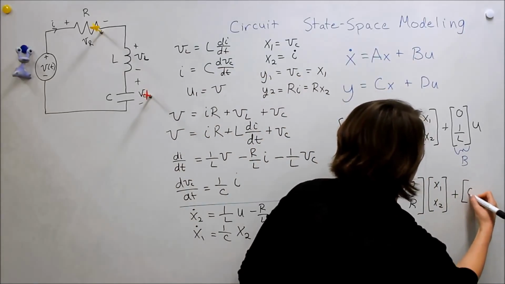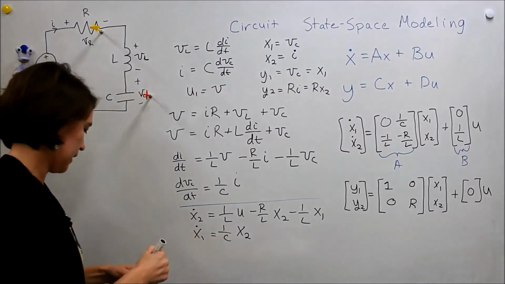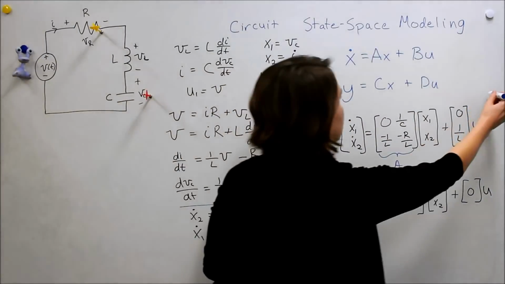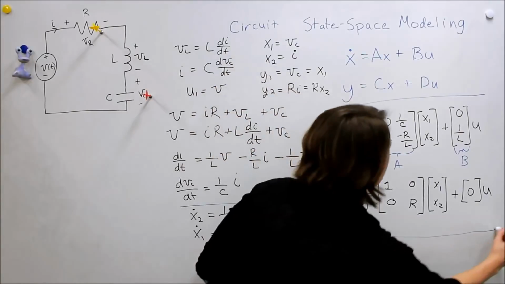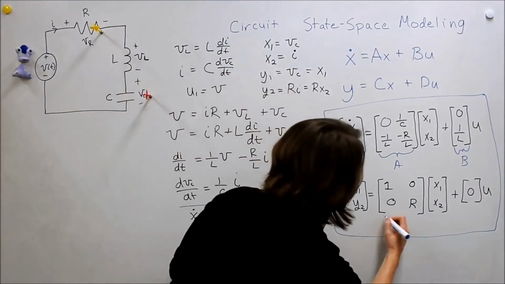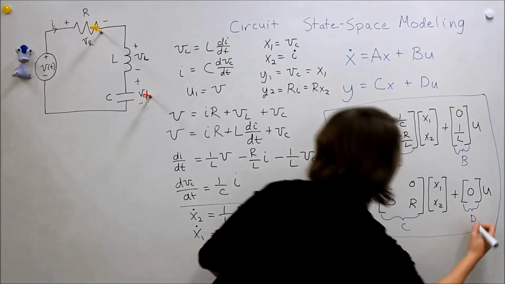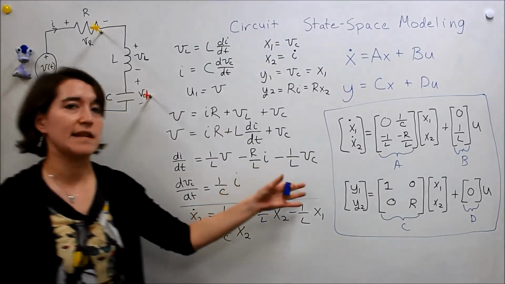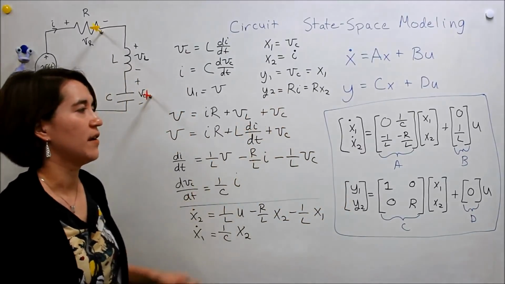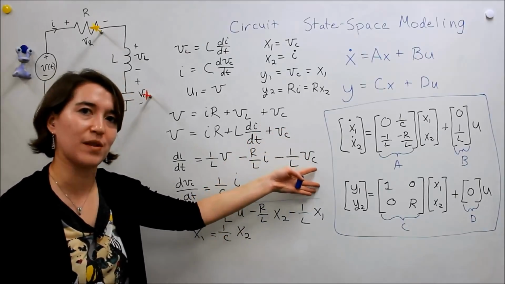So 0 times U. So this would be the state space modeling of our RLC system here. And this, again, is C and D. So now we've fully modeled it in state space, and we could go forward with doing some analysis on it. But for now, we're just modeling, so this would be the final form.